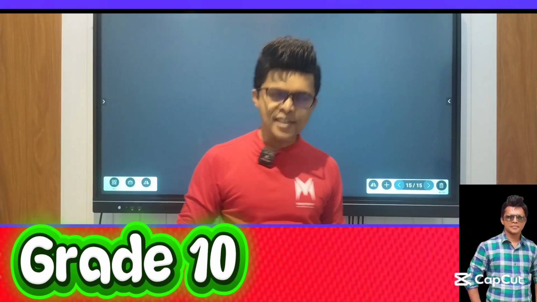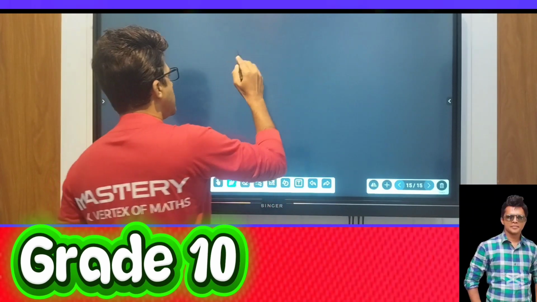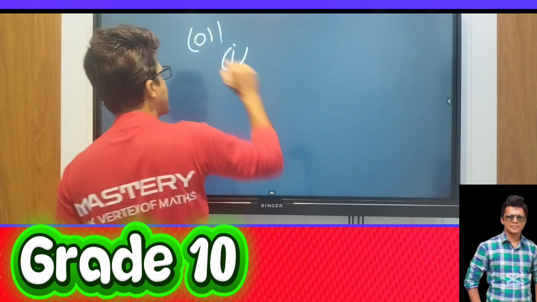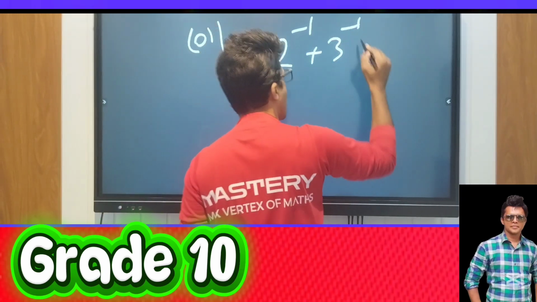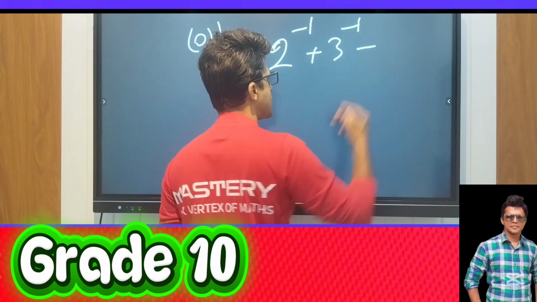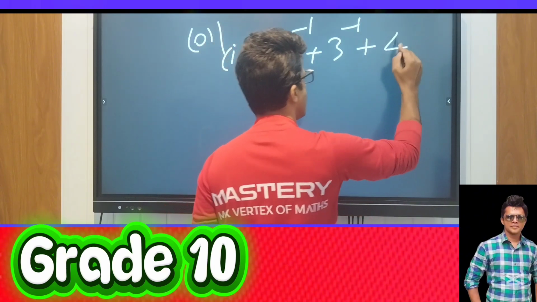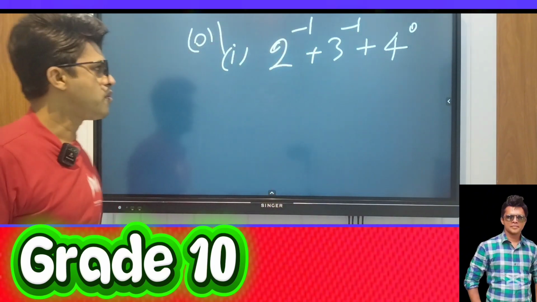Create 10 indices. Let's do these questions. Okay, first one, simplify. How do you simplify this type of one? 2 to the power minus 1, 3 to the power minus 1. I will write eventually that this is 4 to the power 0.